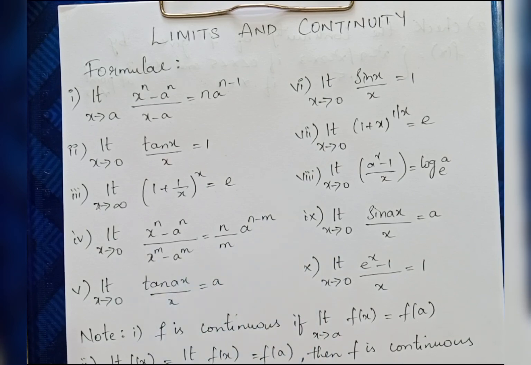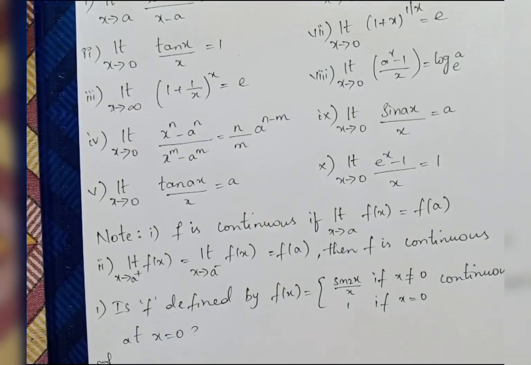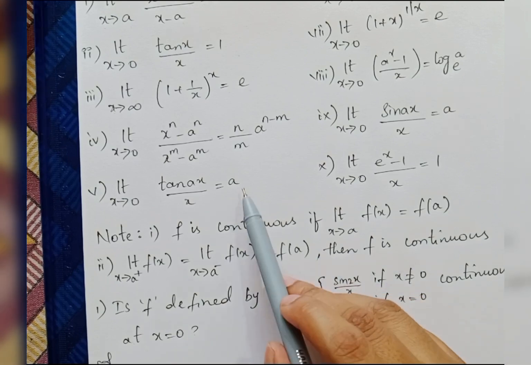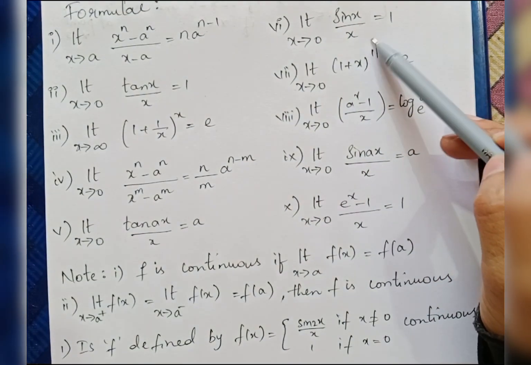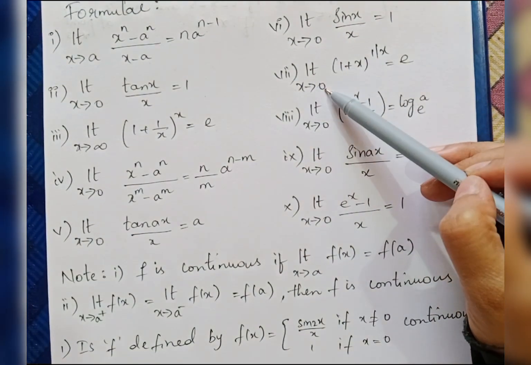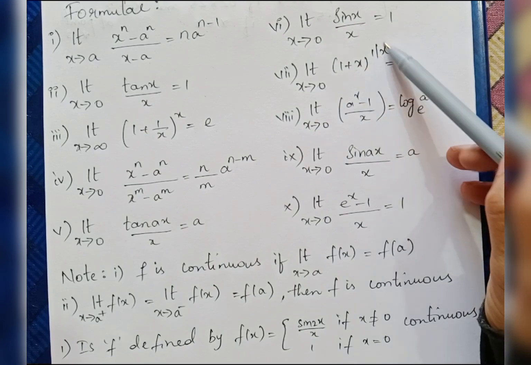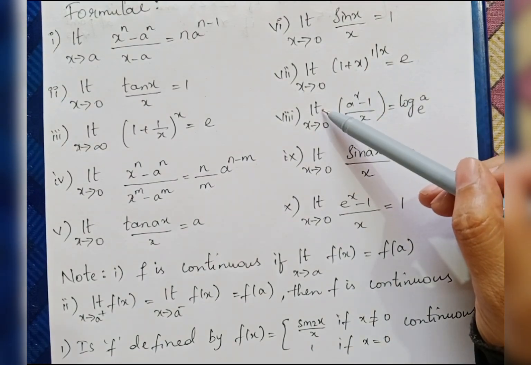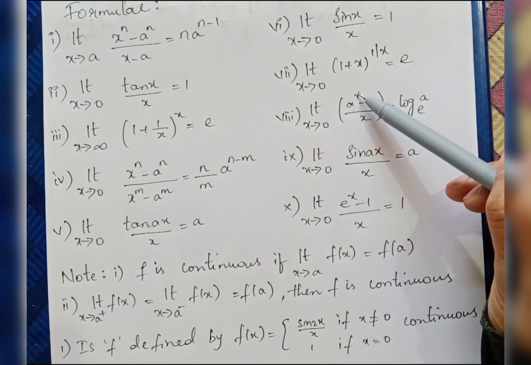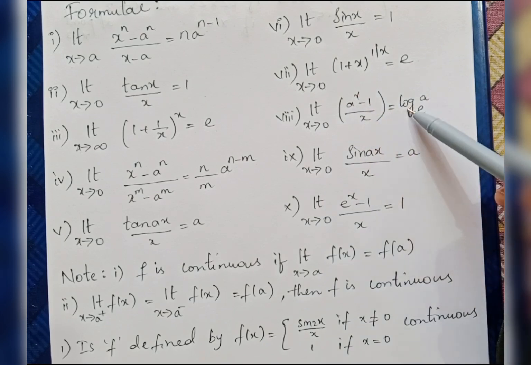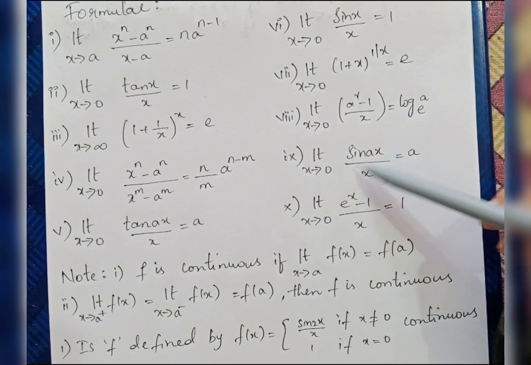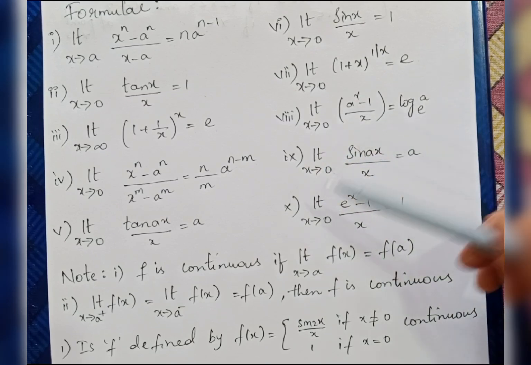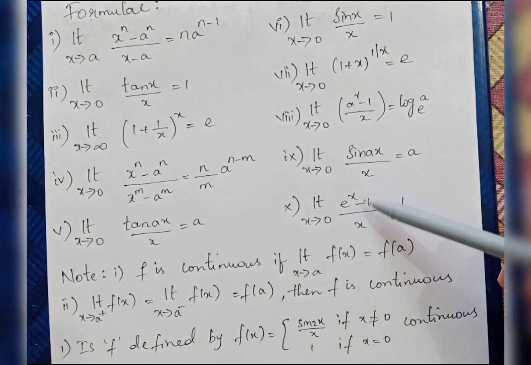And limit x tends to 0, tan ax by x is equal to a, and limit x tends to 0, sin x by x is equal to 1. Limit x tends to 0, (1 plus x) whole power 1 by x is equal to e, and limit x tends to 0, (a power x minus 1) by x is equal to log a to the base e. Limit x tends to 0, sin ax by x is equal to a. Limit x tends to 0, (e power x minus 1) by x is equal to 1.